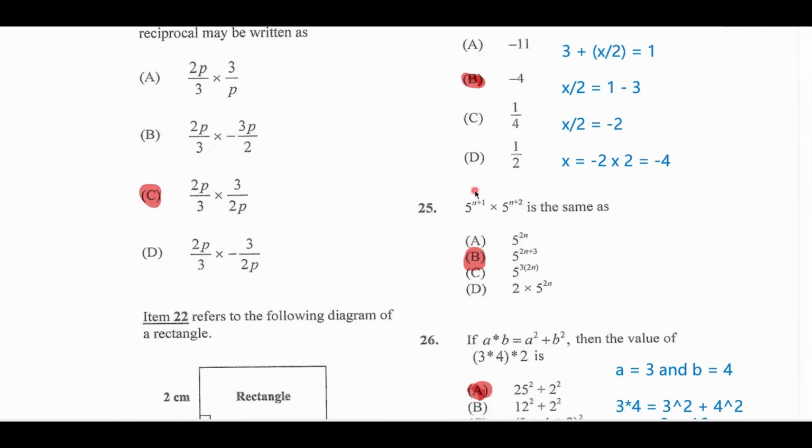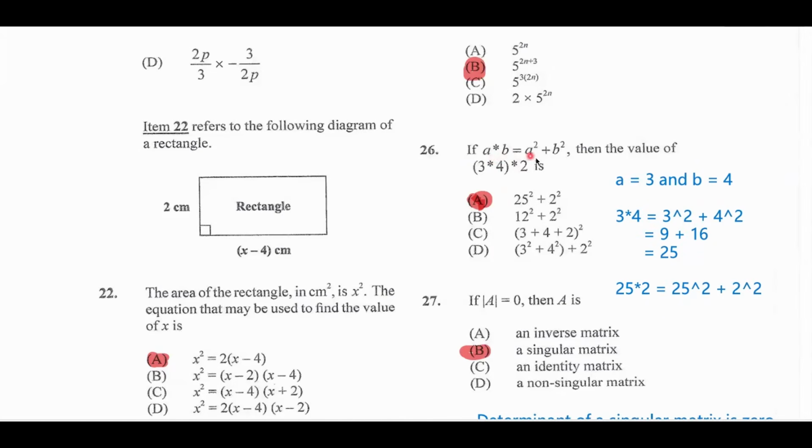That's B. 25. 5 to the power n plus 1 by 5 to the power n plus 2 is the same as... well, we all know you add the powers when you multiply once the bases are the same. So n add n is 2n, and 1 add 2 is 3. So it's 5 to the power 2n plus 3. That's B.